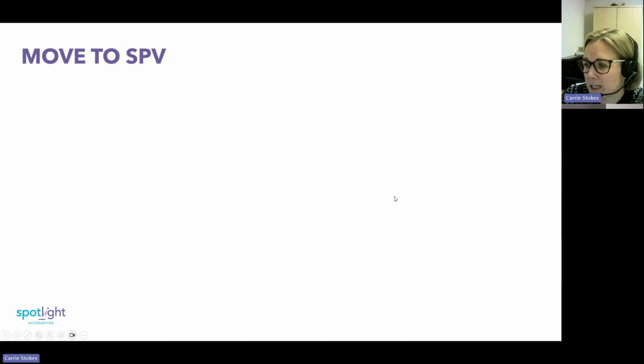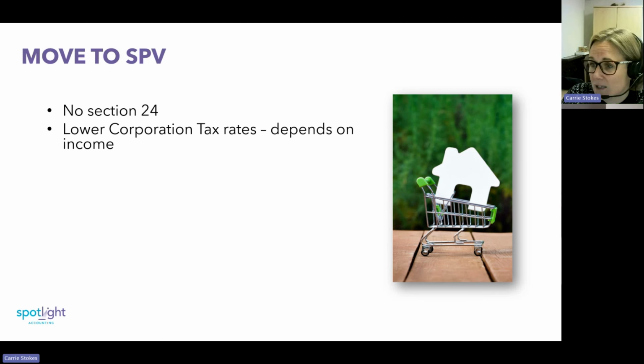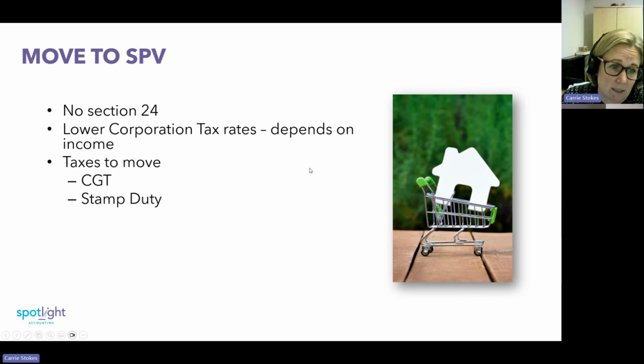The next option, which is something we do a lot with clients, is moving the portfolio into a special purpose vehicle. The reason for doing that is there's no Section 24, so you get relief on the mortgage interest at the same rate as you're being taxed on the rental income less expenses. There are lower corporation tax rates depending on your income. So if you're a higher rate taxpayer, the corporation tax rates will be lower than the personal tax rates.